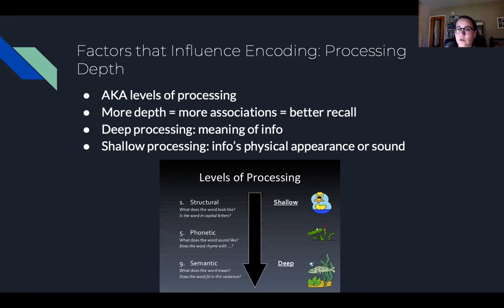Versus a more shallow processing, it involves paying attention to more of the physical aspects of a stimulus. So whether a word is presented in capital letters or not, for example. Shallow processing can also pertain to sound information, so whether it rhymes with another word, for example.